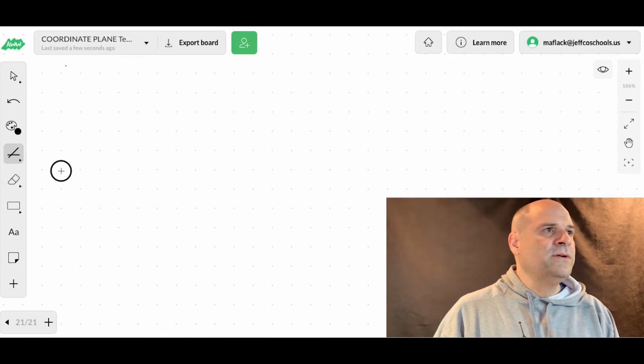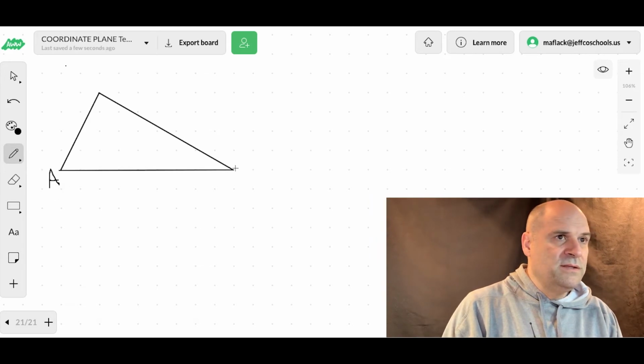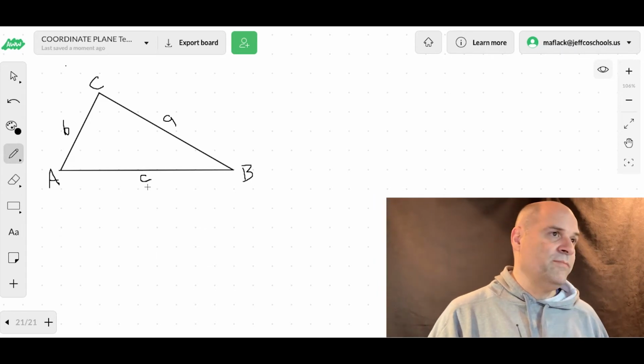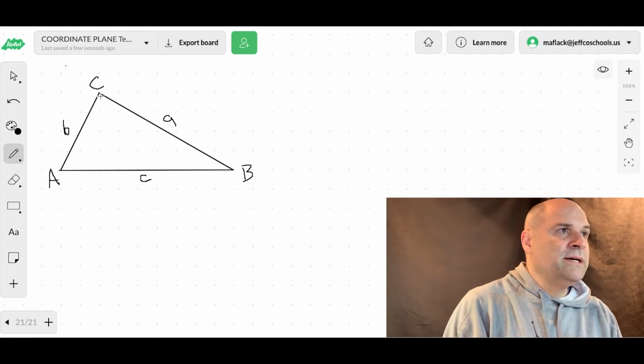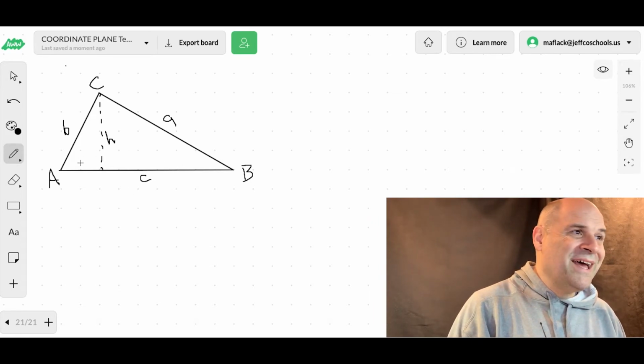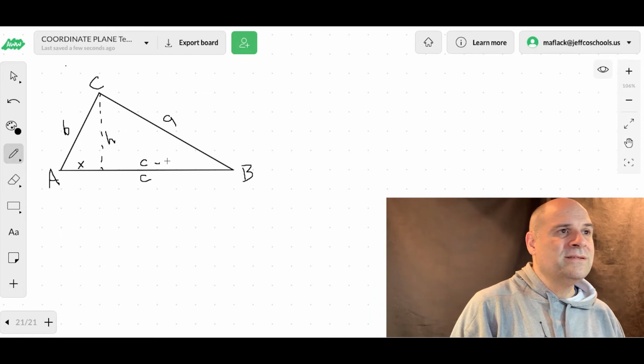Okay, I'm going to just draw another triangle, and we'll label it here. So we'll call this A, this B, and this C. Remember, our lowercase a goes across from capital A, and our lowercase b goes across from capital B, and our lowercase c goes across from capital C. And then we'll just draw a height here. Call it H. And then we're going to call this X. So if this is X, then this guy is going to be whatever C is minus X. So this is C minus X.